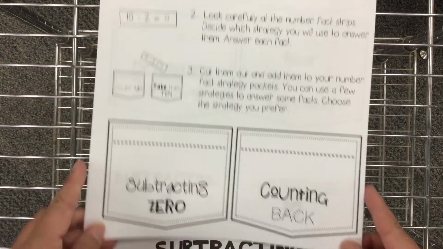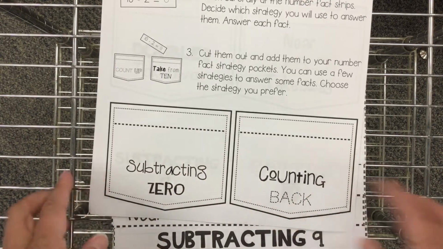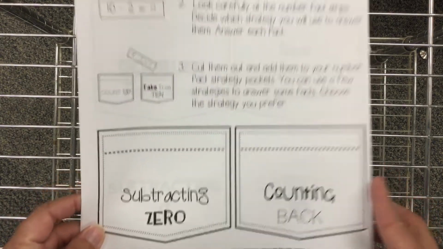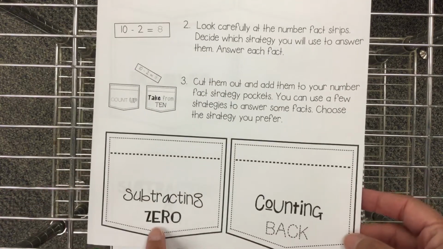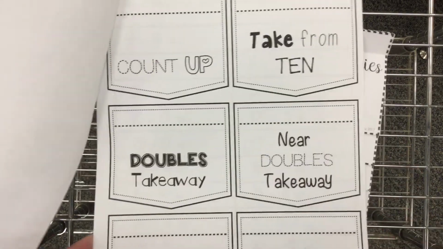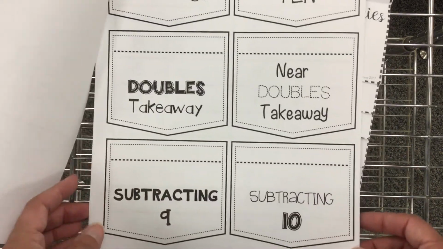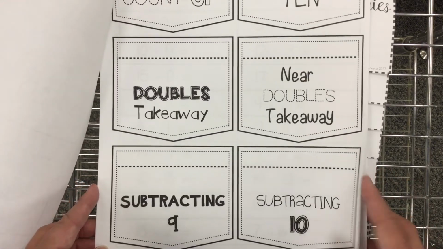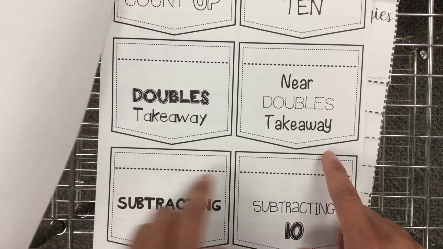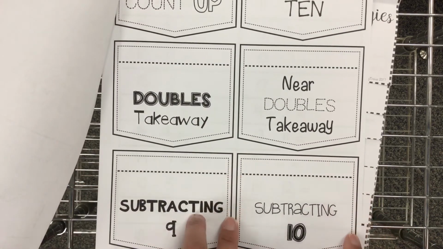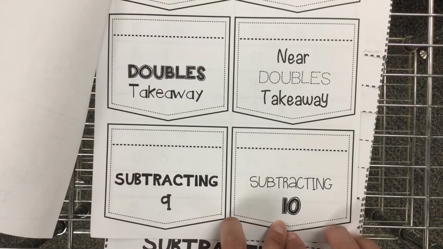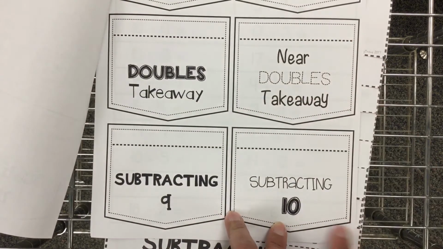And it looks like this. You're going to cut out each of these pockets that have each of those strategies on it. So we've got subtracting 0, counting back, count up, take from 10, doubles take away, near doubles take away, and subtracting 9, subtracting 10. You're going to cut around there, and you're only going to glue the edges, the side edges, and the bottom, so that you're making a pocket on your piece of paper.